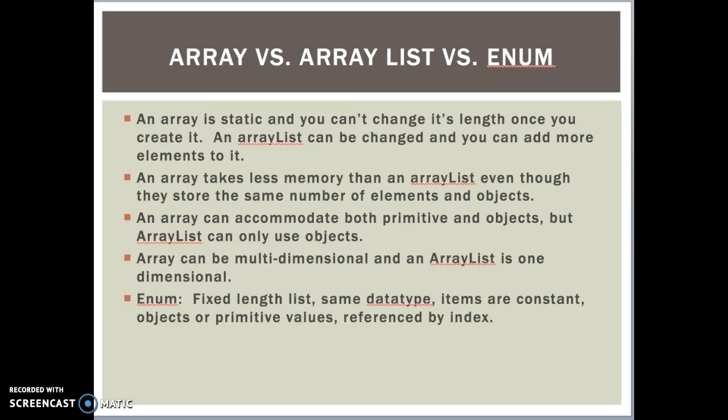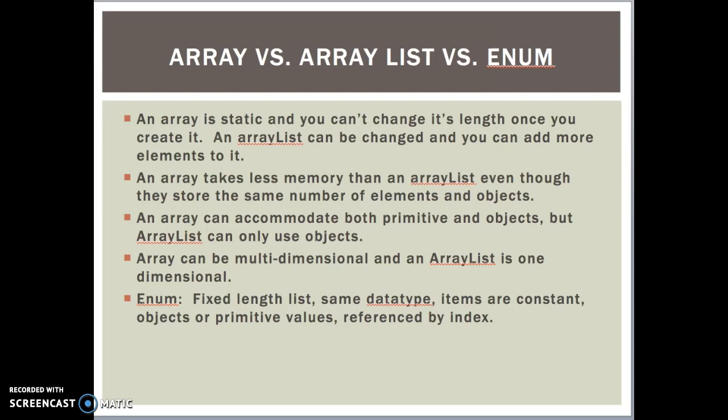Array versus array list versus enum. An array is static and you can't change its length once you create it. An array list can be changed and you can add more elements to it. And you'll see that in the code we've written on the next page. An array takes less memory than an array list because obviously if you can't change the length of the array, then it's just going to be by itself.